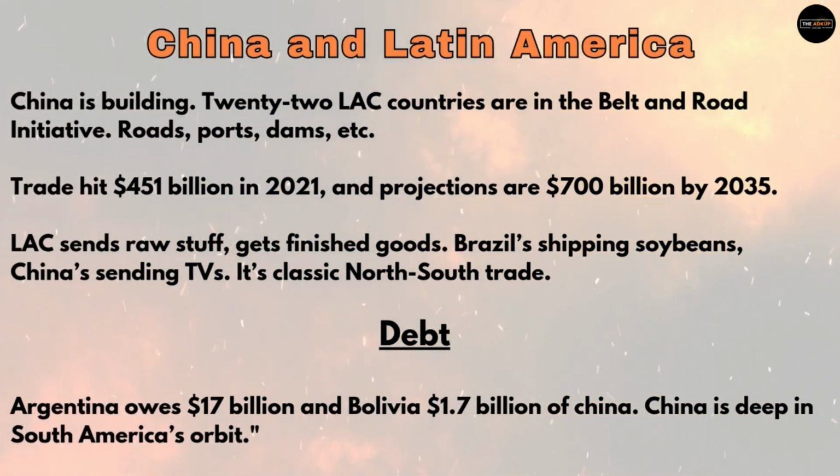But here's the catch. LAC sends raw stuff and gets finished goods. Brazil shipping soybeans, China sending TVs is classic north-south trade. It's great for growth but shaky for balance. Plus, debt can't be ignored.